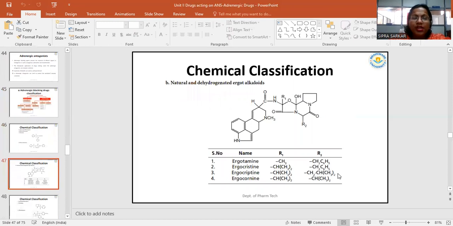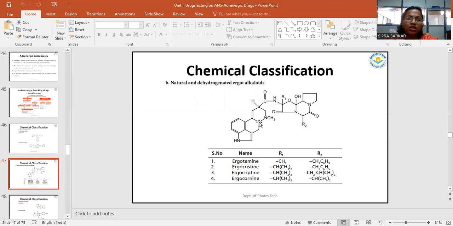Next, chemical classification, coming to the natural and dehydrogenated ergot alkaloids. This type of structure is present in the ergot. Ergot is an important pharmacognostic plant. This is a fungus which grows on the rye plant, in the ovary of the plant. This fungus carries these alkaloids, which have properties like uterine contraction, and they are effective in case of pregnancy, for delivery and abortion. In these cases, we can use it.